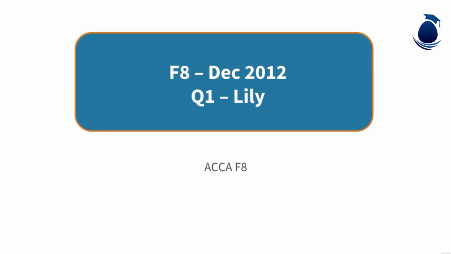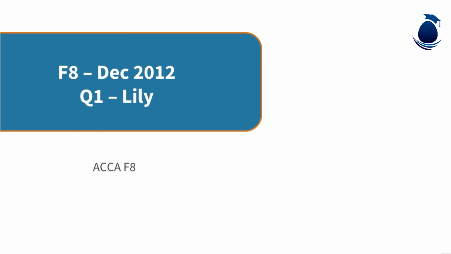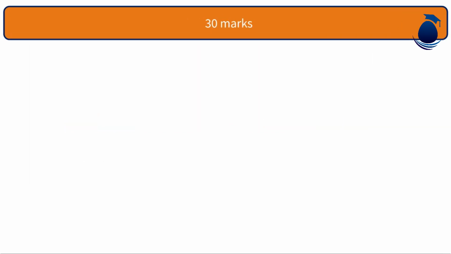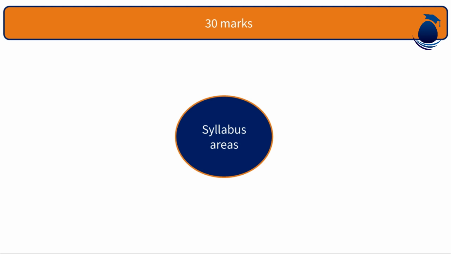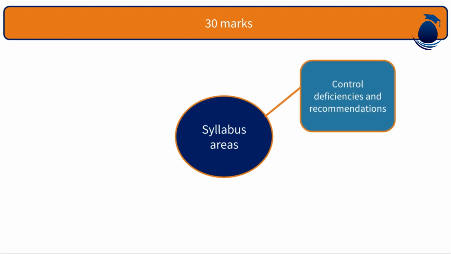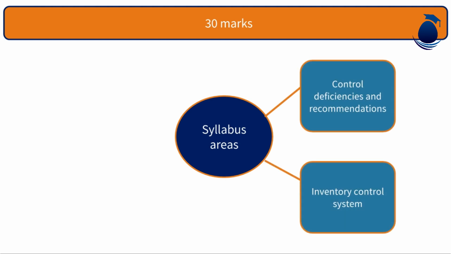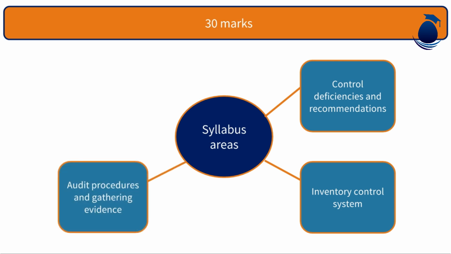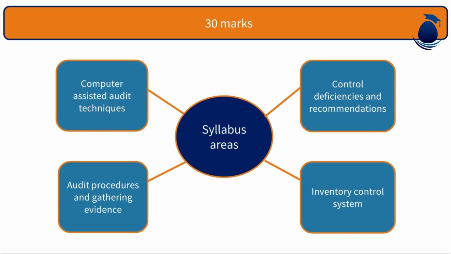Let's take a look at a big question. We are going to look at a question from the December 2012 exam called Lilly. This question is for 30 marks and covers the following syllabus areas: control deficiencies and recommendations, inventory control system, specifically the inventory count, audit procedures and gathering evidence, and computer-assisted audit techniques.